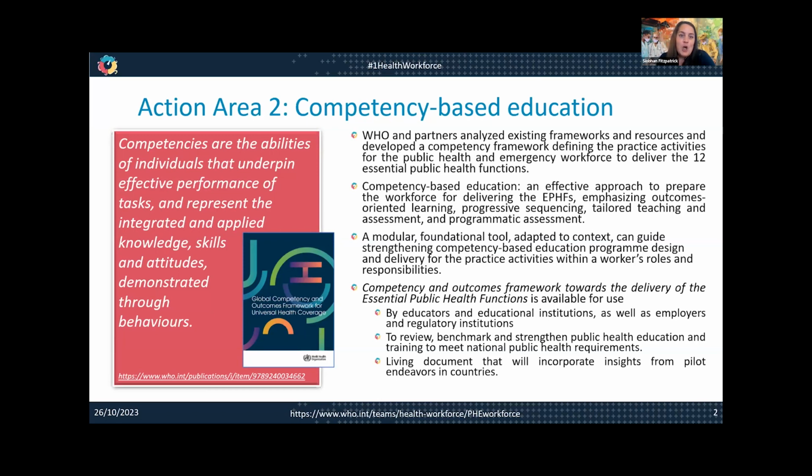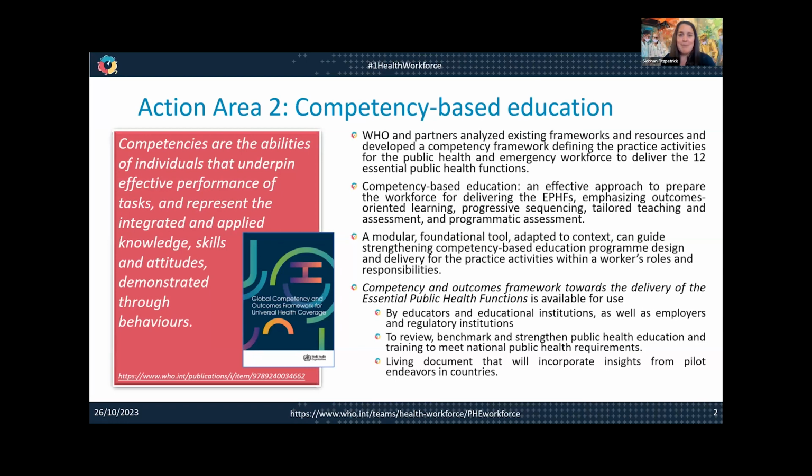So we have developed a competency and outcomes framework to guide the strengthening of curricula, so to define the outcomes of curricula, but also the process through which competency-based education is designed and delivered effectively. Competency-based education is, of course, an extremely effective way of strengthening, of preparing the workforce, because it is rooted in the outcomes that are relevant for employment.